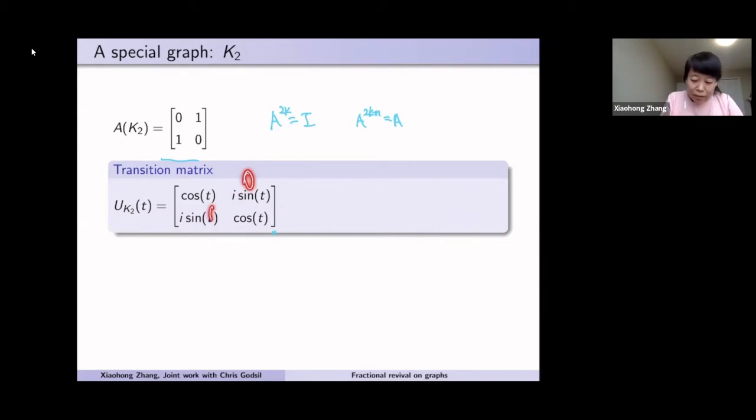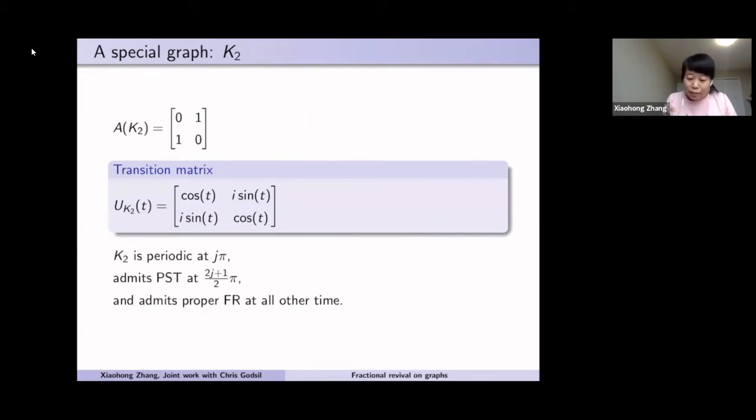So if we check time t at an integer multiple of pi, the off-diagonal entries are 0. By definition, we know the graph is periodic at the two vertices. If we check time at a half integer multiple of pi, the diagonal entries are 0. So there is a perfect state transfer between the two vertices. Apart from those cases, there is a FR between the two vertices, proper FR between the two vertices.